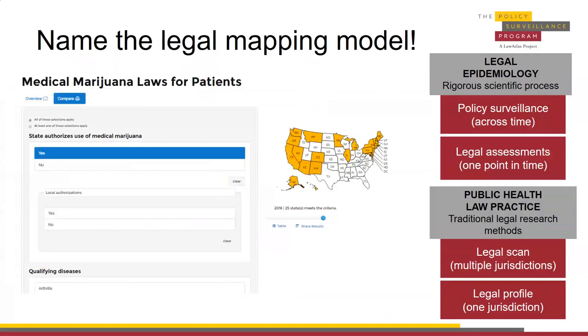Really the difference between this one and the last one is that it's looking at these laws across a certain specified time period. So as you can see in this picture, this shows that in 2016, these 25 states met this criteria. The idea is that this project shows which states meet these criteria across this timeline, not just in 2016.